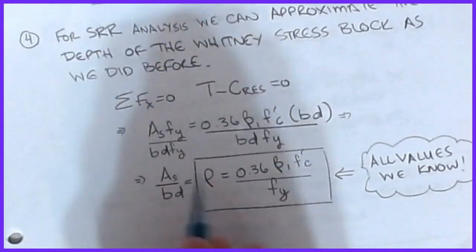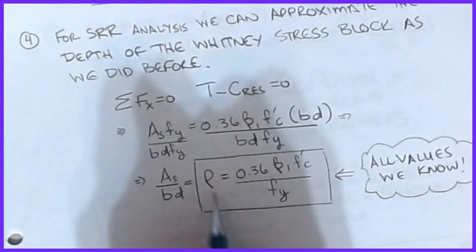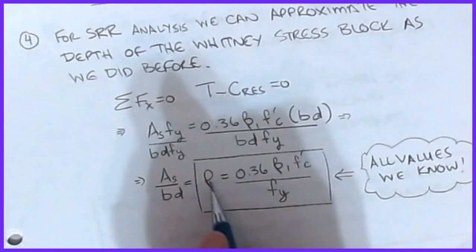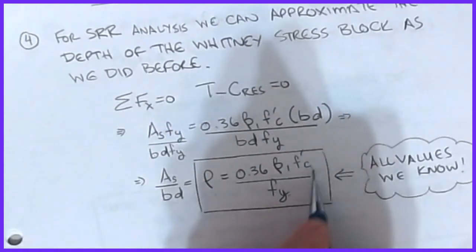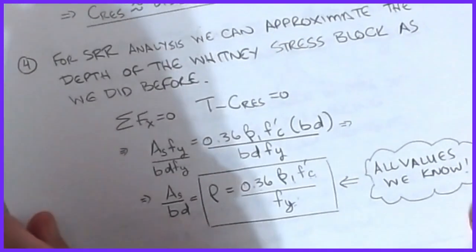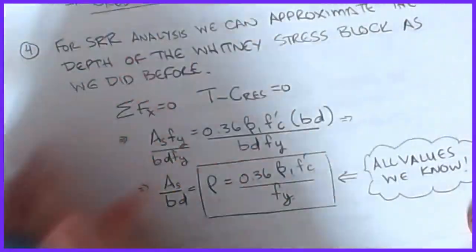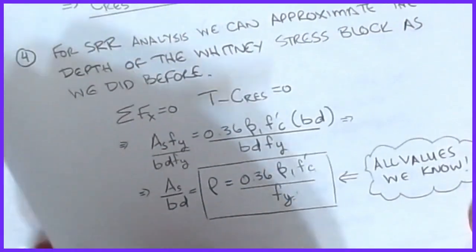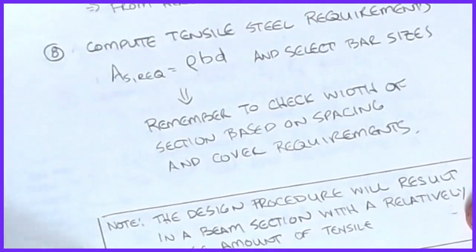This was that slight variation of the formula that we had before, but it still works. And so now I've got an expression for rho. In this case, when I use this rho, I know everything. I know my concrete strength, I know my steel strength, I know my beta 1, and of course 0.36 is a constant. So you can calculate the rho based off of this assumption of 0.004. Okay, so it becomes very, very easy. All right, so now here's what we do.